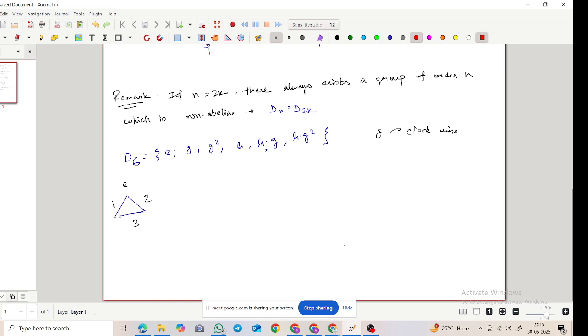Okay, everyone please take the uniform. Let's bisect this. Clear? Clear now? G is clockwise 2 pi by 3. Okay, please do this.